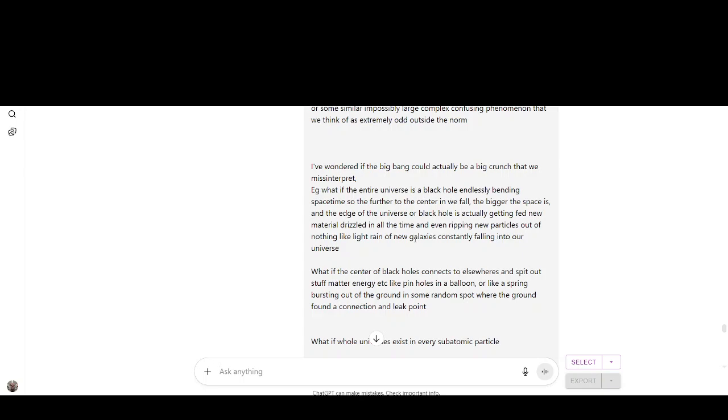Yeah, and then just black holes getting fed new material drizzled in all the time. So what if the edge of the black hole, like the black holes that we have in our reality, is constantly getting fed new material from accretion disks, and then also from Hawking radiation, or I forget which one it is, where you have particle-antiparticle pairs and stuff like that?